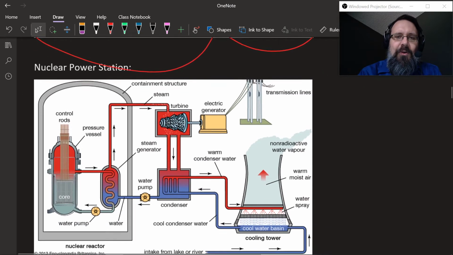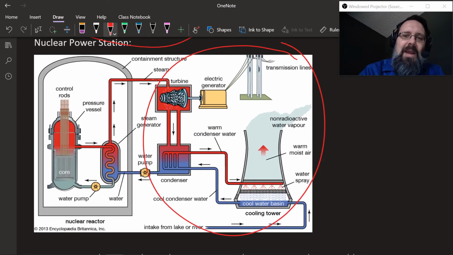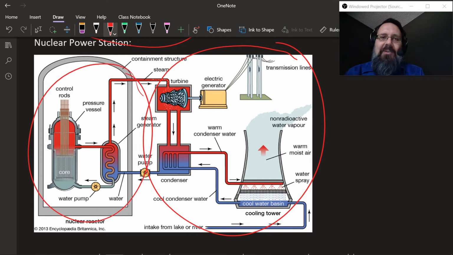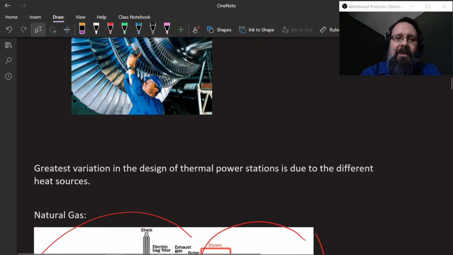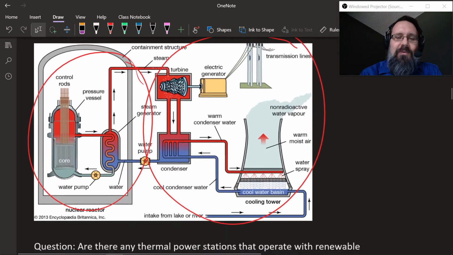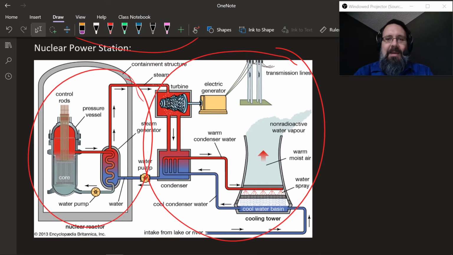You could also have a nuclear power station, so all the stuff on the right stays the same, and it's the stuff on the left that changes. So you have this nuclear reactor, where a nuclear chain reaction is happening, fission of uranium, and it's producing heat, and you're just using that heat to boil water. So it's the same setup whether you're using coal or natural gas or nuclear power. The exact same setup is used for all of them.